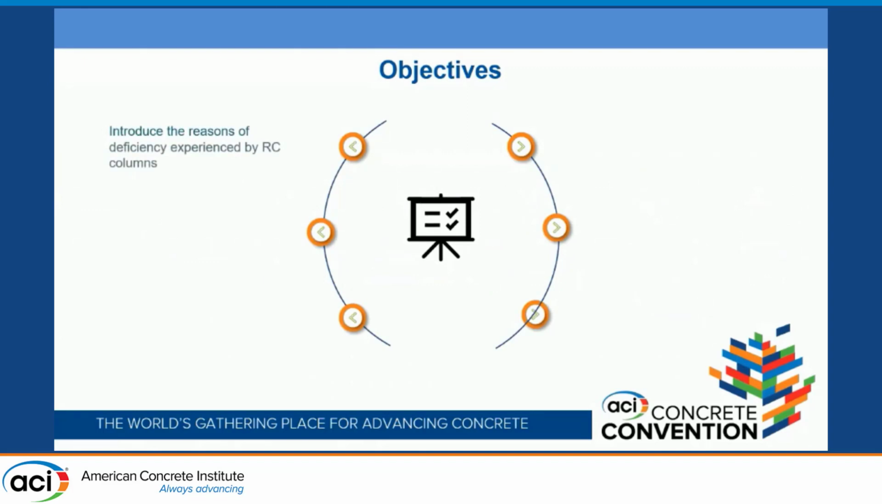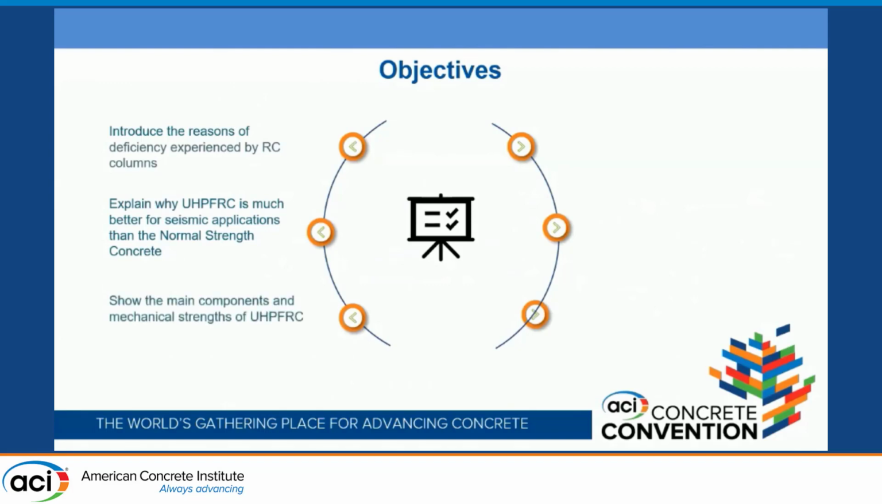So first of all, the first objective is to introduce why the columns are experiencing seismic deficiency. After that, I will explain if the UHP FRC is better than the normal strength concrete for seismic upgrading of reinforced concrete columns. After that, the main components and the mechanical strength of UHP FRC will be discussed and presented based on the several research works done before.